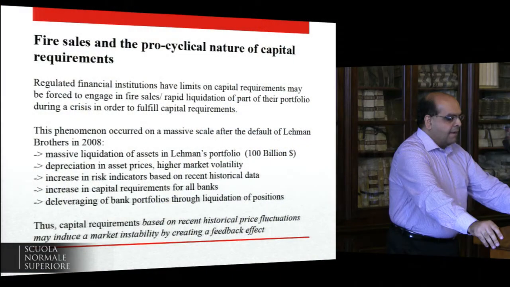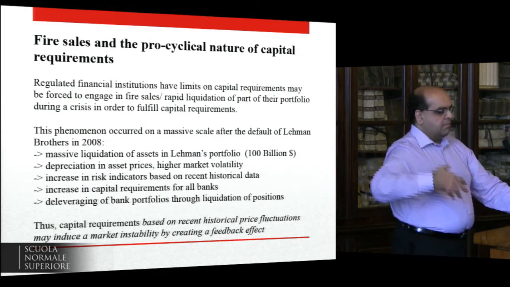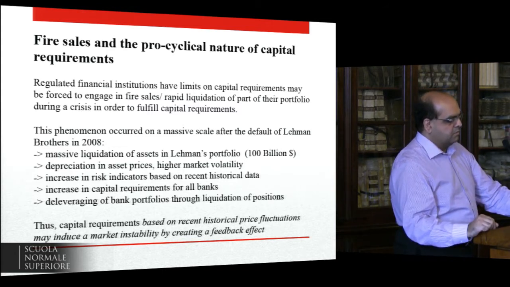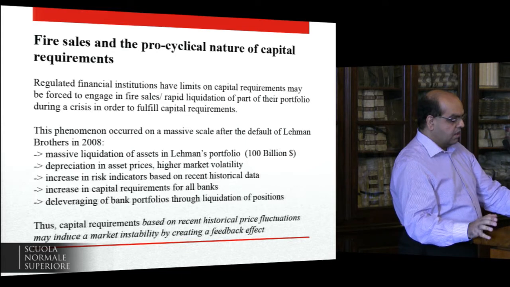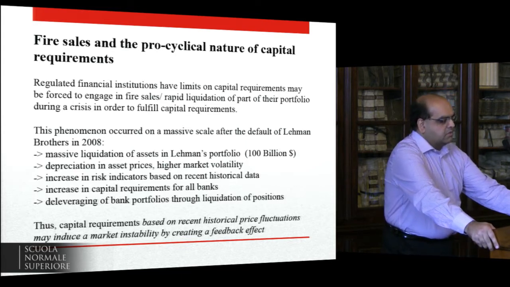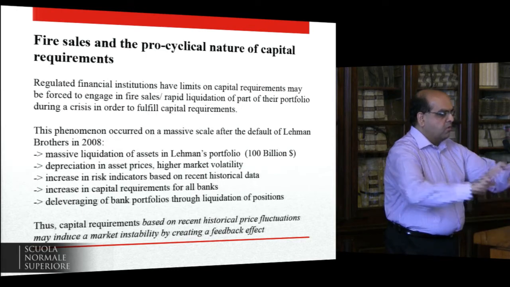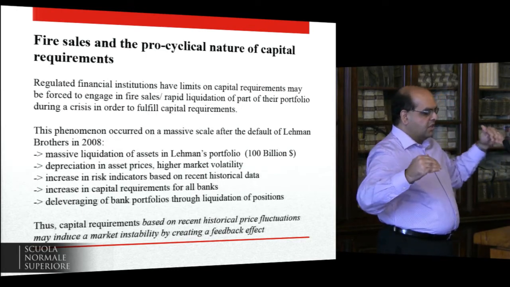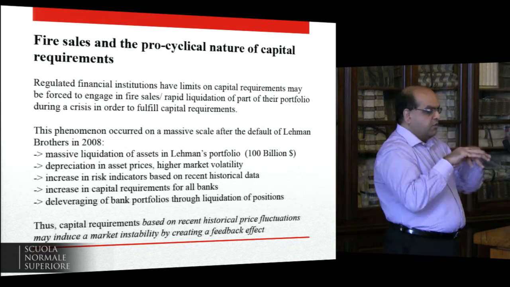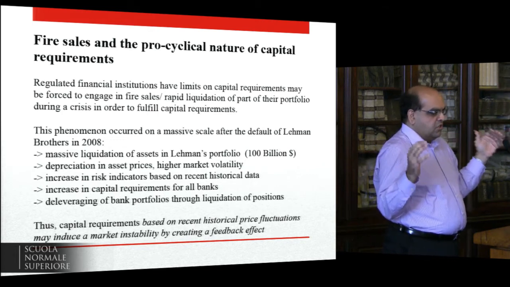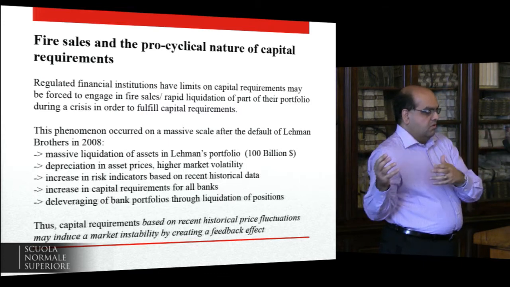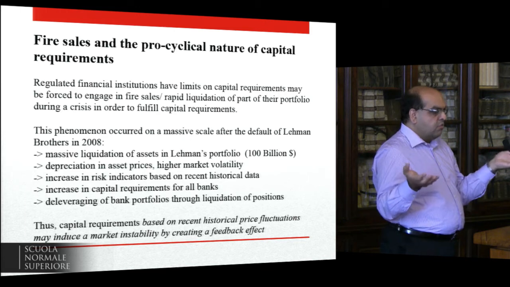And this happened a lot in the recent crisis. After the Lehman default, there was initial market turbulence, but simultaneously the defaulted Lehman's portfolio had to be liquidated, which led to a large liquidation of assets over a short time period. This led to a depreciation in asset prices and high market volatility. Across the board, all the banks holding these assets saw their risk indicators go up. Even if you were holding a static portfolio, just because you were holding things also held by these liquidating banks, your risk indicators went up.